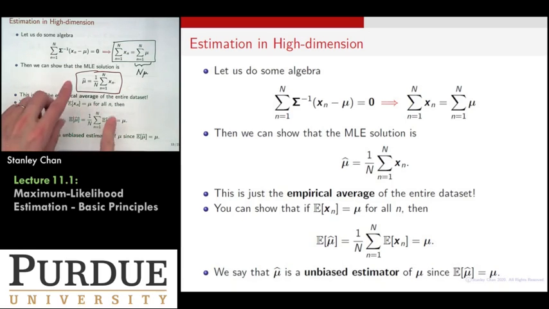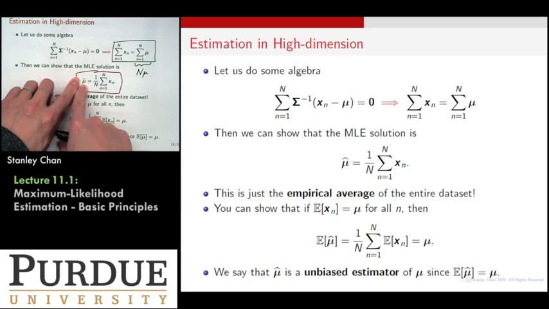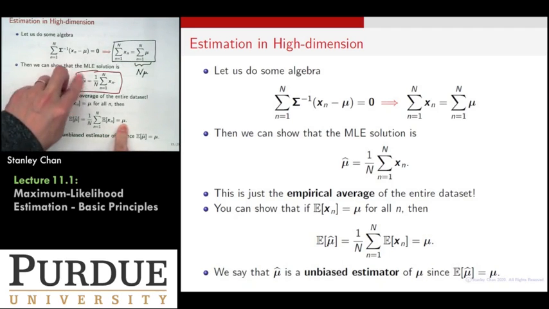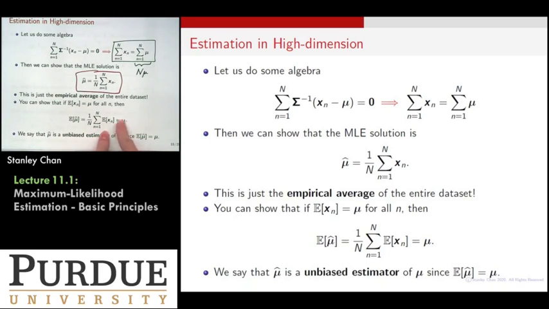Make sure you understand. Mu hat is not mu. Mu hat is the empirical average. The average of this average is the true average. Isn't it confusing? That's very confusing. But that's unfortunately the truth. This is an empirical average. If you take the expectation of this empirical average, you will get the true mean. This itself is a random variable. It's not a deterministic quantity. This mu is a deterministic quantity. They are different. This one you have random fluctuations. This one, you do not have random fluctuations.